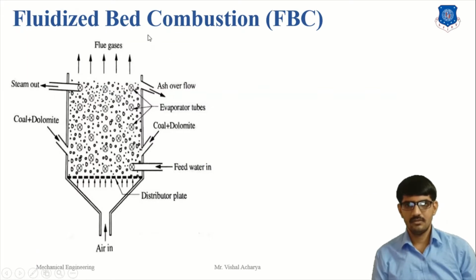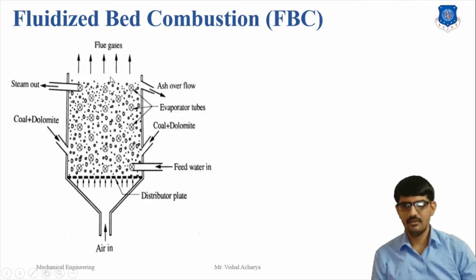First, fluidized bed combustion. Here is the construction. Feed water enters by the evaporator tubes and exits here. The fuel for the combustion is a mixture of coal and dolomite. For the bed, there is a distributor plate, and the distributor plate provides holes for supplying the air, and after the combustion, the air is removed here. This is the basic construction of the fluidized bed combustion, and the flue gas goes out here.